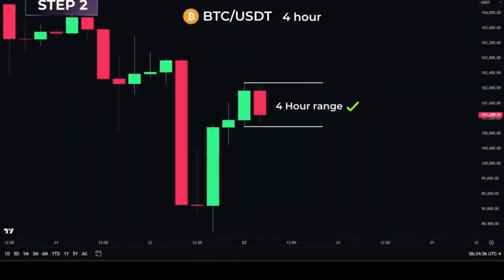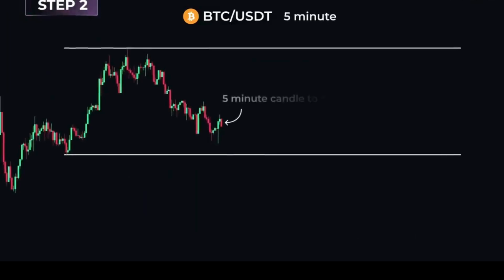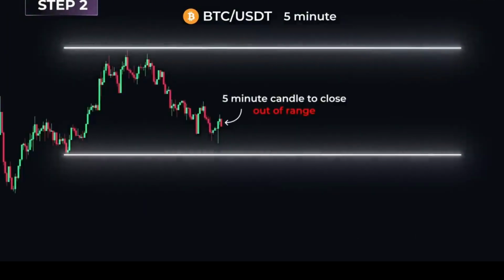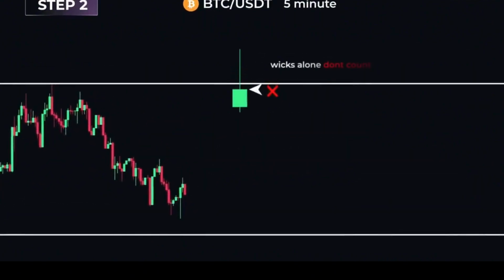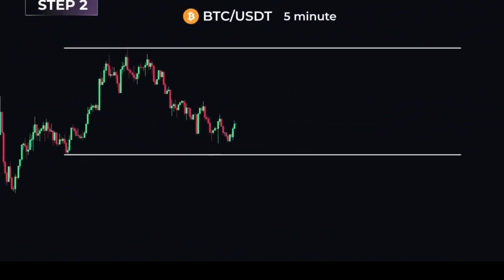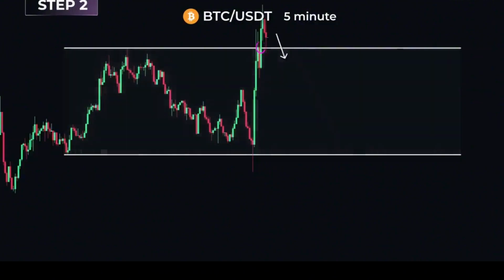Now, back to step 2. After the 4-hour range is identified, we go down to the 5-minute time frame to look for scalp setups. The setup we're looking for is when the 5-minute candle closes outside of the range, either the range high or range low. But again, the key here is the candle must fully close outside, so wicks alone don't count. After the breakout, we then wait for price to re-enter and close back inside the range again. But make sure that all of this happens within the same day as the 4-hour range we marked.